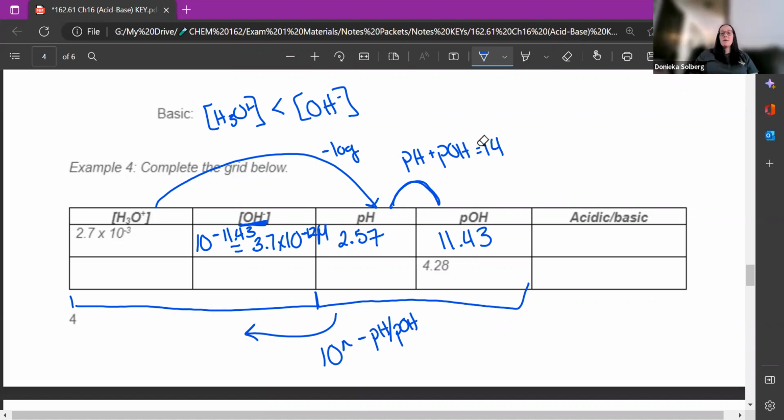Okay, so the last thing I'm going to ask you is, is the solution acidic or basic? The easiest way to determine is just look at your pH. We know pH lower, pH higher, what that means. A low pH, anything lower than 7, of course, means it is acidic. All right, so why don't you pause here, try the second row, and then check your answers.